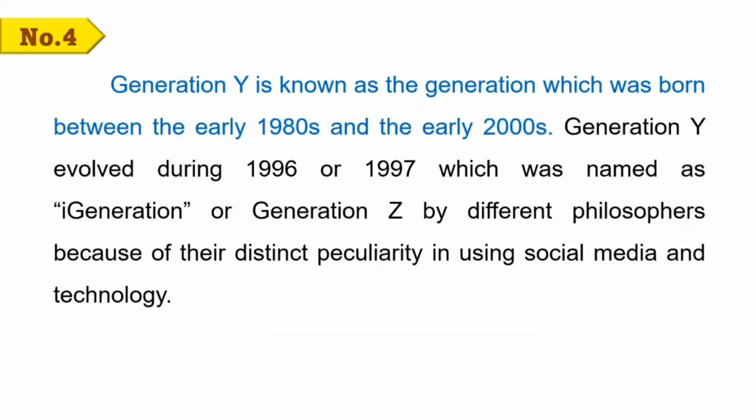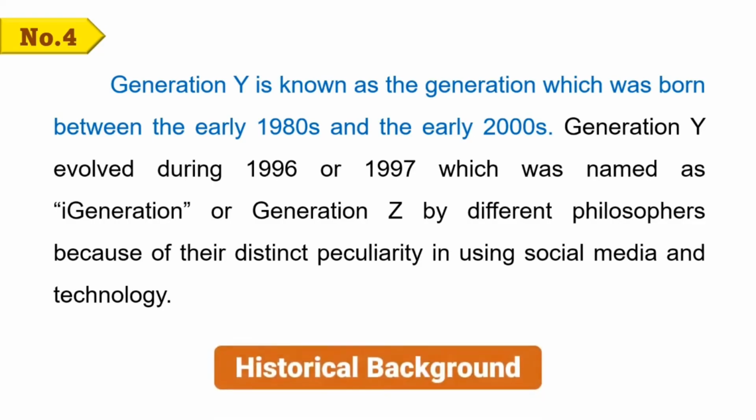Another way of giving an expanded definition is by providing historical background. Generation Y is known as the generation which was born between the early 1980s and the early 2000s. Generation Y evolved during 1996 or 1997, which was named as I generation or Generation Z by different philosophers because of their distinct peculiarity in using social media and technology.